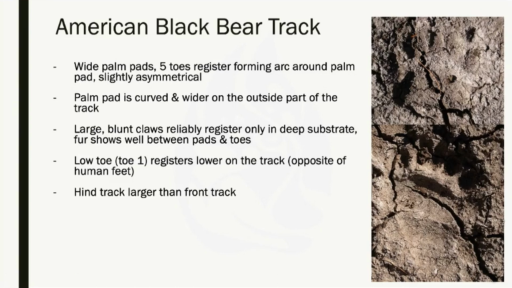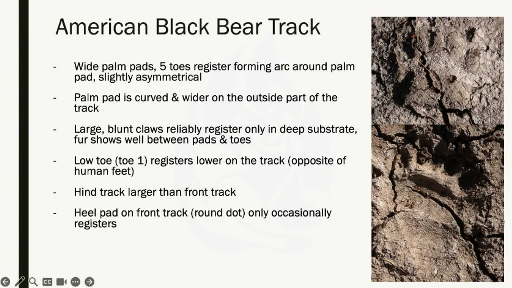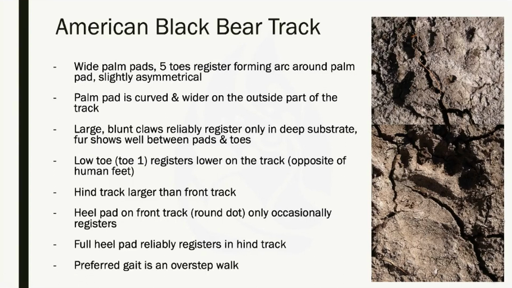The hind track is larger than the front track. And one of the main reasons for that also is because the heel pad shows. And you can see it here. This is not a perfect track, but you can see this heel pad showing here, and you can see the line of demarcation between the palm pad just above it and the heel pad below it. In the front track, they typically don't have a heel pad that shows. When it does, it's just a round dot. It's actually a little bitty circle, and it's well below the palm pad. Okay, it's not connected. And again, in the hind track, the heel pad is almost always going to show up.